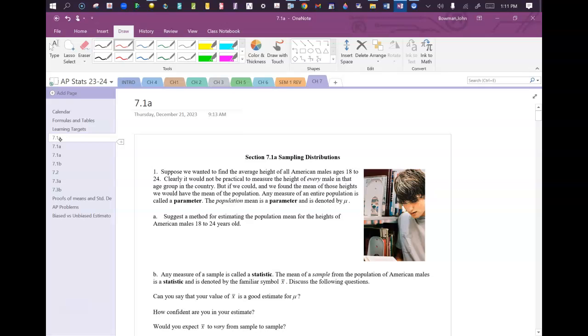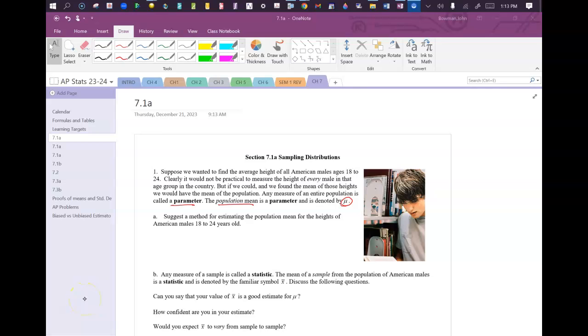Suppose we wanted to find the average height of all American males aged 18 to 24 years old. That's a very large population, and clearly it would not be very practical to do a census or collect data from the entire population. If we did, we would have a measure of that population, and a measure of a population is called a parameter. Specifically, the population mean is denoted by the Greek letter mu.